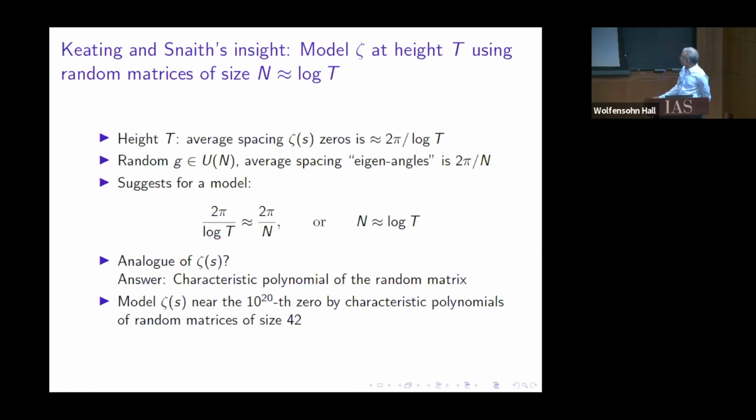And in this picture, the zeta function has the zeros of the zeta function as its zeros. The characteristic polynomial of a random matrix has its eigenvalues as the zeros. And so maybe the analog would be the characteristic polynomial of the random matrix. So you could model the 10 to the 20th zero around that height by matrices of size about 42. Maybe 42 is a little bit of a fudge, but I think it's close enough to log of 10 to the 20.